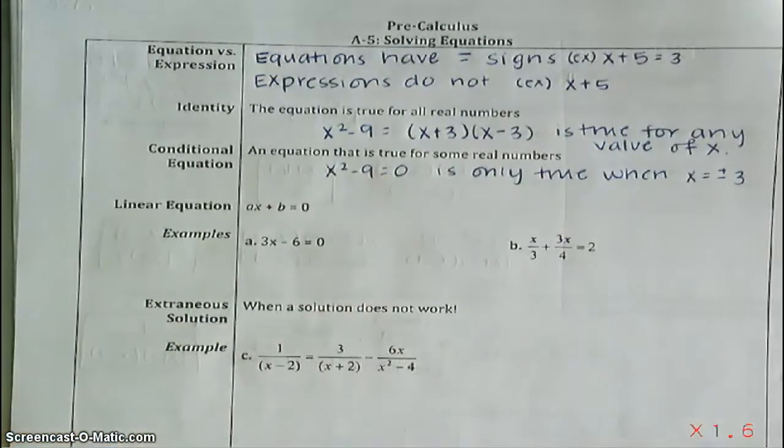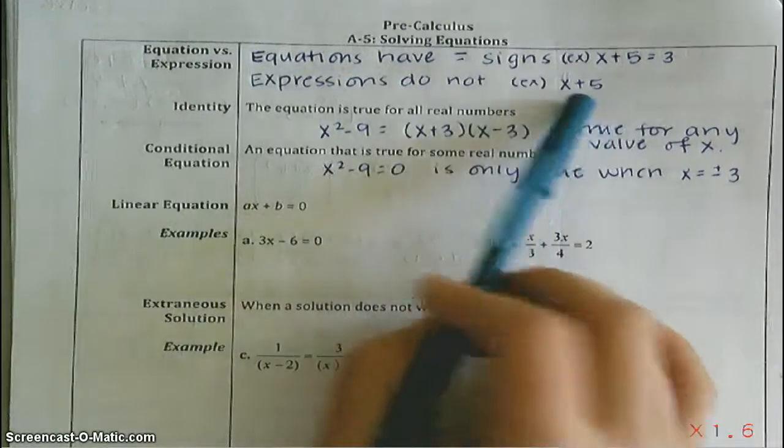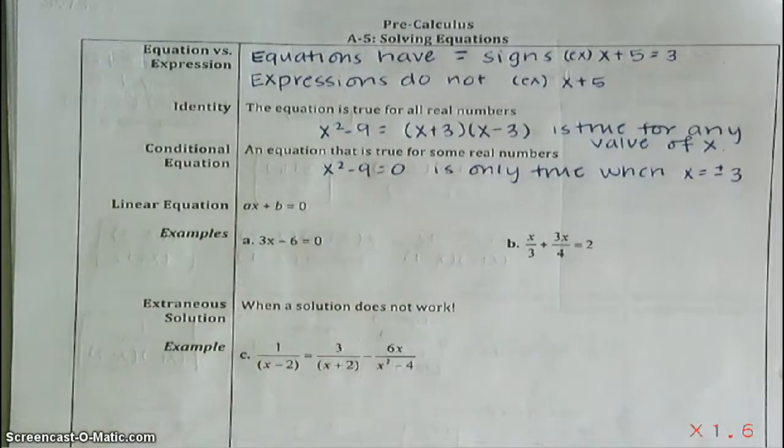The next one, expressions, are not going to have equal signs, and really you can only simplify them to their simplest expression or simplest form. An example of that would just be x plus 5.